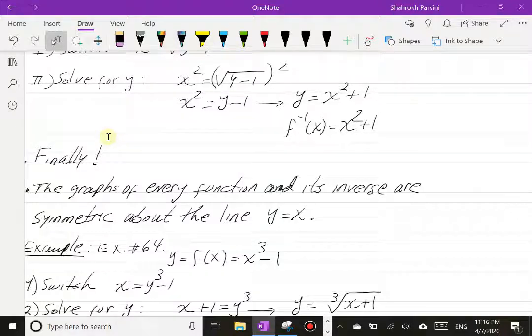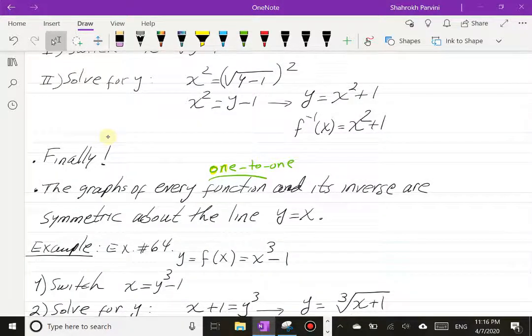So we're talking about functions that are, in this case, every one-to-one function. But that's kind of implied here. The graph of every one-to-one function and its inverse are symmetric about the line y equals x. Okay, so in exercise 64, again, I believe you do number 63, the question is asking to actually graph the function and its inverse.